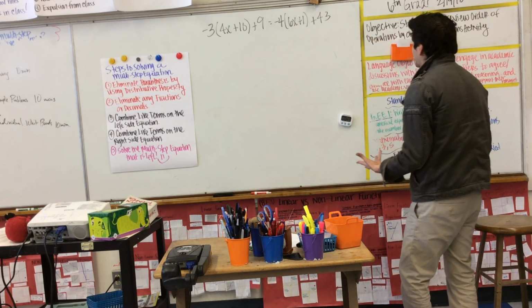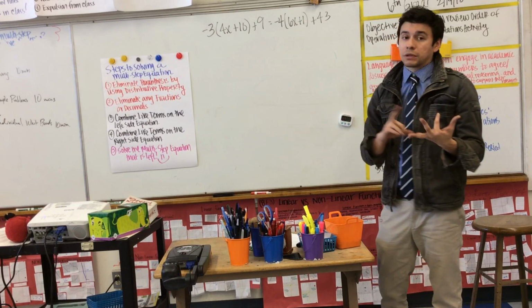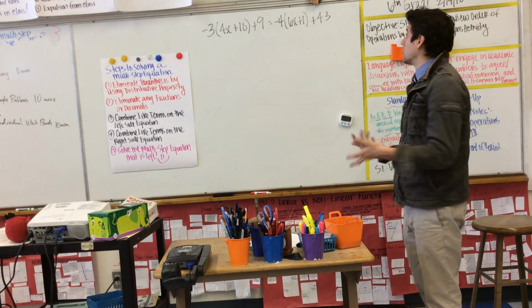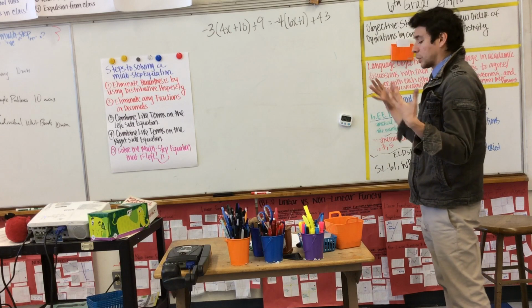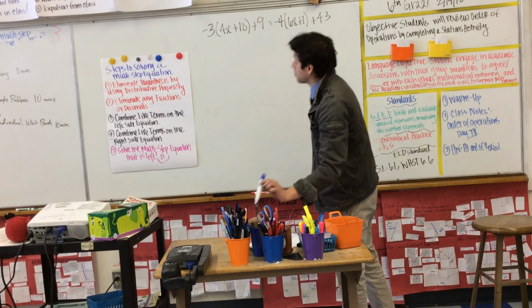It's a huge problem. Yeah, parentheses, distributive property. Eventually you're going to have to combine like terms, so we're going to have to do all of this stuff. So simple. Here we go. First step is eliminate any parentheses using the distributive property.